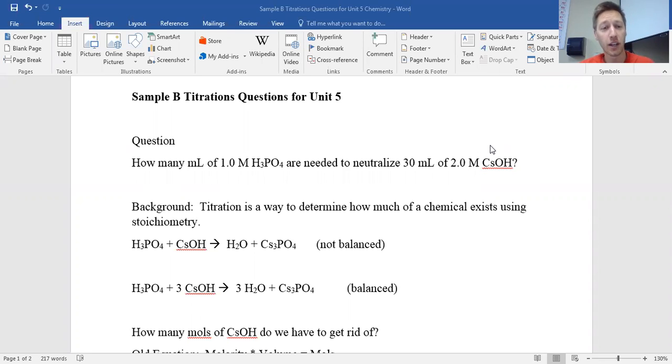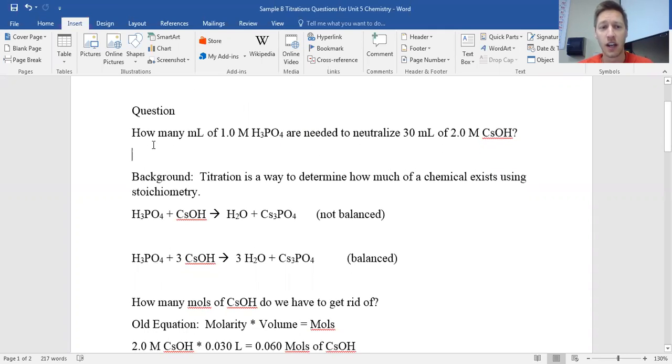I want to spend a few minutes talking about how to solve titration questions from Unit 5 in chemistry. So this is a B-level titrations question. A sample question you might see is, how many milliliters of a 1 molar phosphoric acid, that's H3PO4, are needed to neutralize 30 milliliters of 2 molar cesium hydroxide?